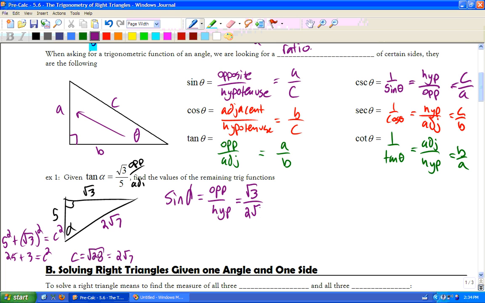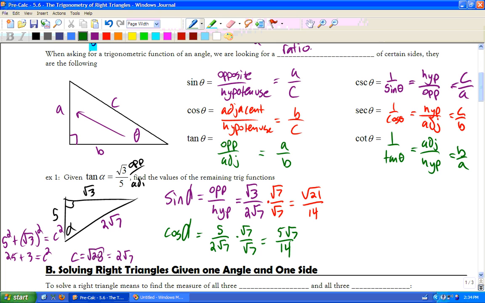The reason why we chose some ugly numbers is we can get practice rationalizing. To rationalize the denominator, we're going to multiply by the square root of 7 over the square root of 7, which becomes the square root of 21 over 14. Cosine of alpha will equal the adjacent 5 over hypotenuse 2 square roots of 7. Rationalize the denominator to get 5 square roots of 7 over 14.